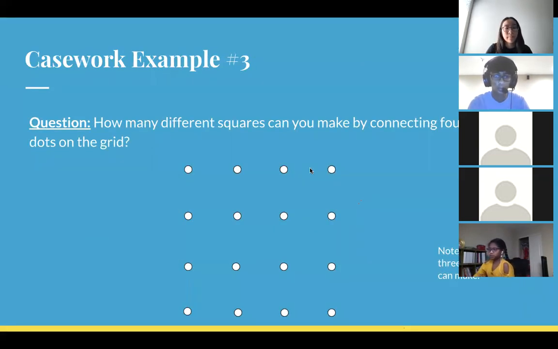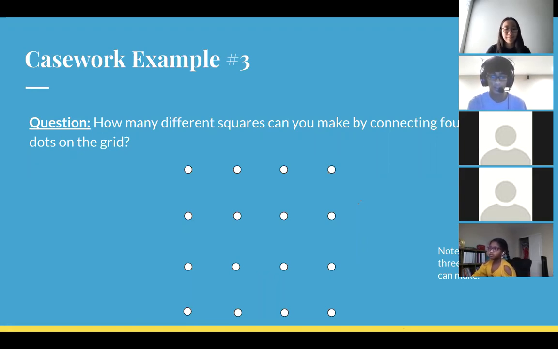Okay, so example 3, and this one you guys can solve. I'll give 5 points to the first person who gets this right, because this question is hard. How many different squares can you make by connecting the 4 dots on the grid? You have to think creatively for this one. It's like inside the box, but you have to think differently.